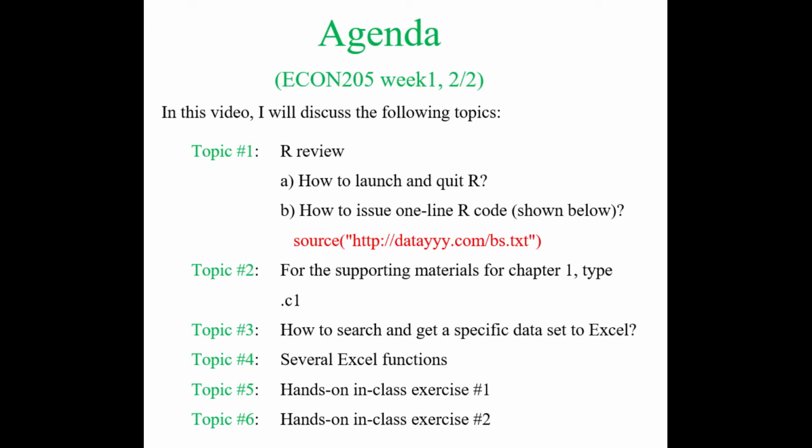Topic number 2, for the supporting material for chapter 1, you simply type .c1. Obviously, .c2 in the future, .c2 is for chapter 2. Topic number 3, how to search and get a specific data set to Excel. For example, we list all the data ID for the data set for chapter 1 and how to get data set number 2 to Excel.